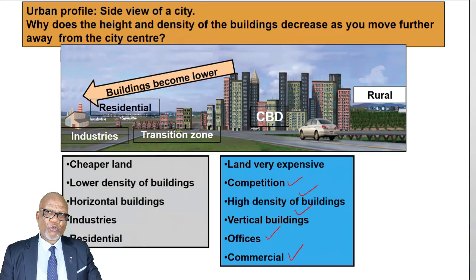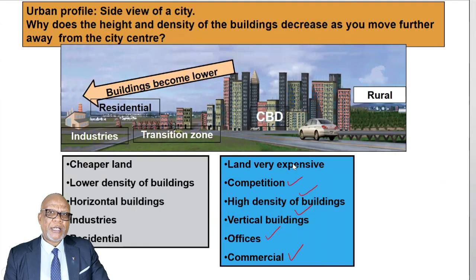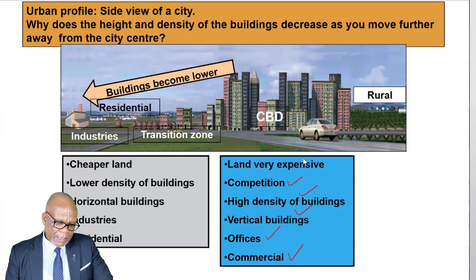But now, when you're moving away from the CBD, the land is cheaper. Because the land is cheaper, the buildings are going to be shorter, and there are going to be fewer houses because people can afford to be far from each other, because each person can buy their own land. And the buildings are not so tall, because they don't need to maximize the value of the land. So in the city center, they make maximum use of the land by making the buildings taller.